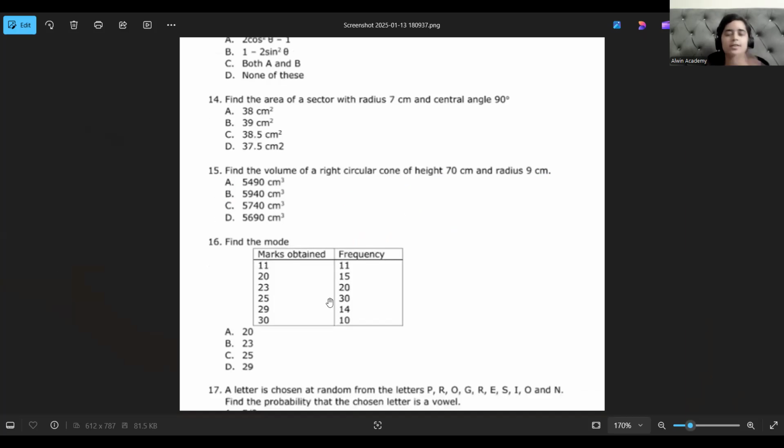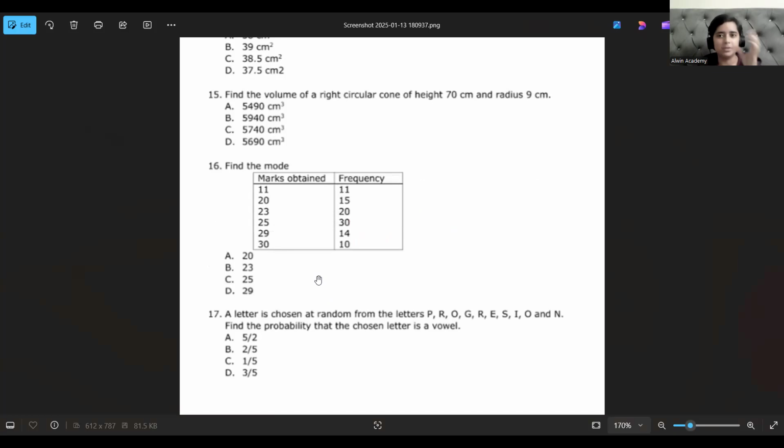Going to the next question, find the mode. Now herein this is not actually distributed by classes. We are given the frequency table of discrete observations only. So we have 11 is occurring 11 times, 20 is occurring 15 times, 23 is occurring 20 times, and so on. Now herein finding out the mode is really simple. The mode is basically the observation with the highest frequency. So here we can see that the highest frequency is 30, hence the mode is 25, option number C.